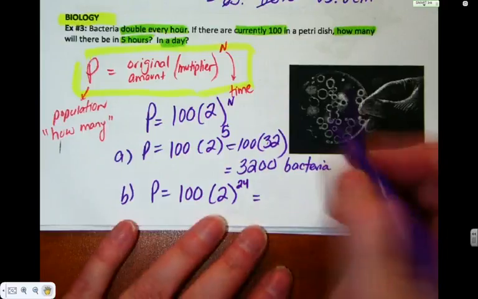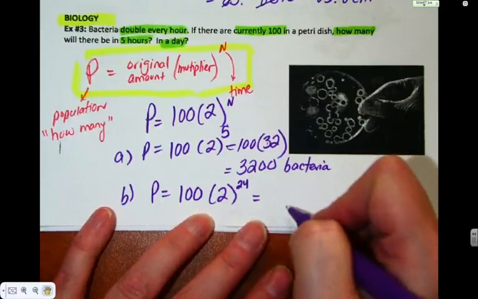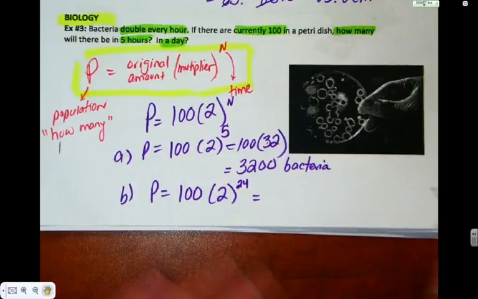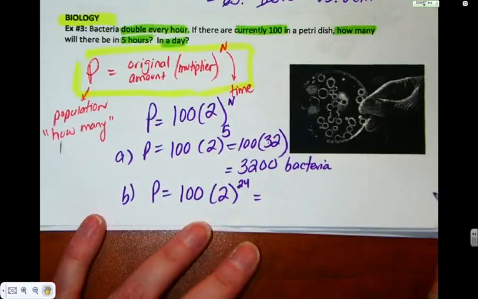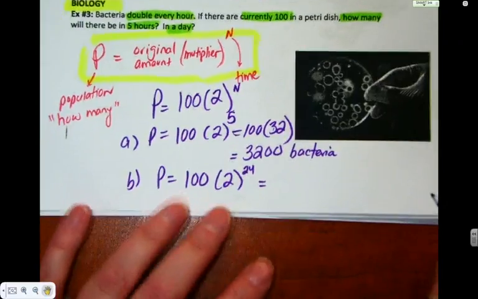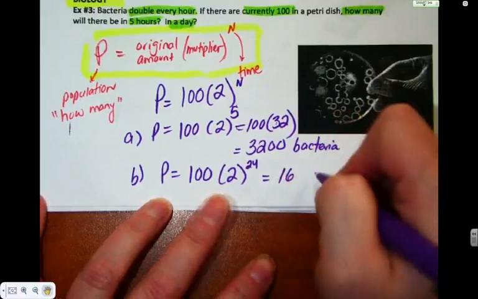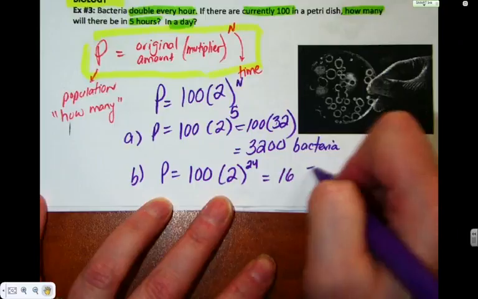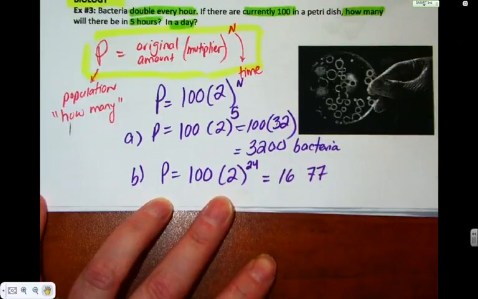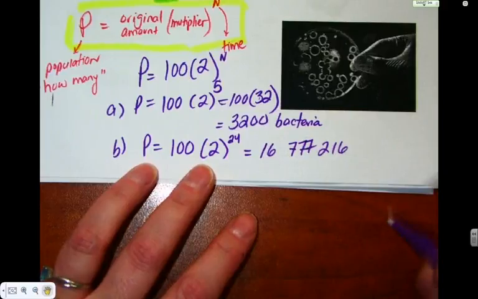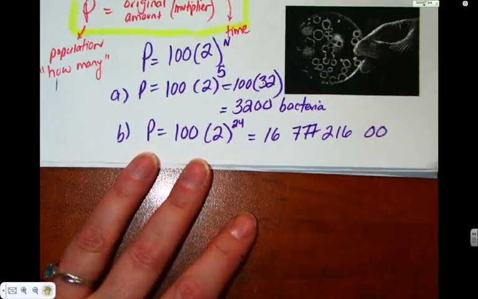I'm guessing there's a lot of bacteria. x to the n, x to the y, y to the x. Anybody got an answer? 16, 7, 7, 216. That was the worst number I've ever heard read out. Are those the digits that you see?